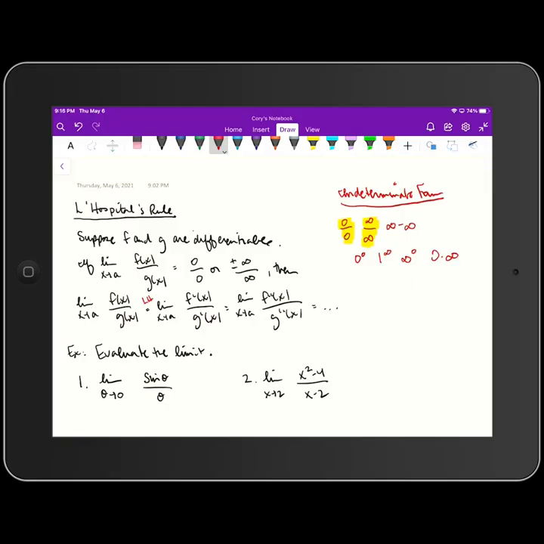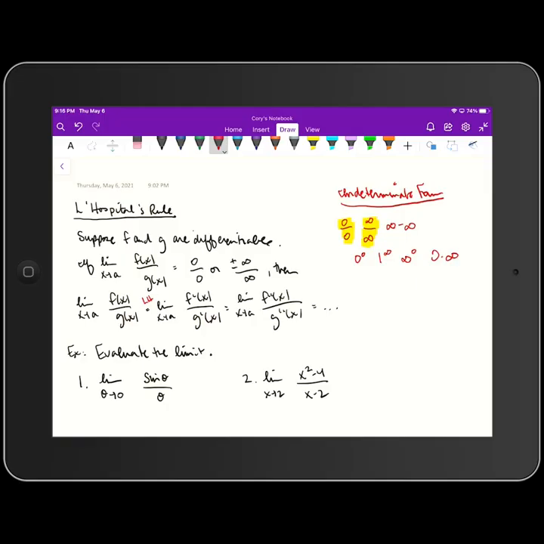As long as our limit takes on the form of 0 over 0 or plus or minus infinity over infinity, then the original limit is going to be equal to the limit as x approaches a of f prime of x divided by g prime of x. A lot of times when you take the derivative of the numerator and the derivative of the denominator, you're going to be able to evaluate that resulting limit.